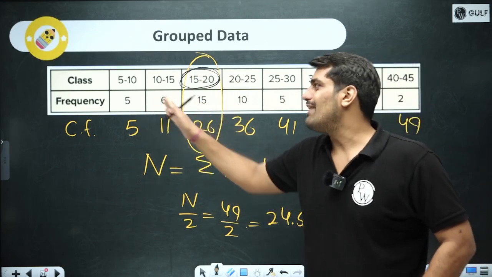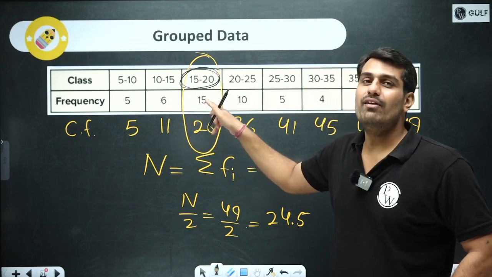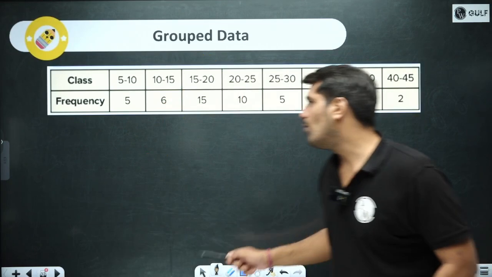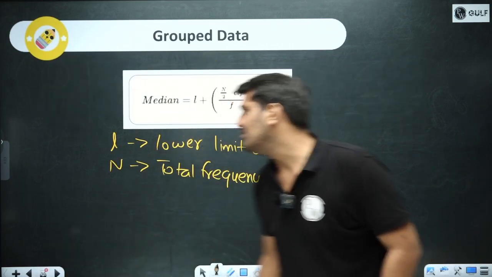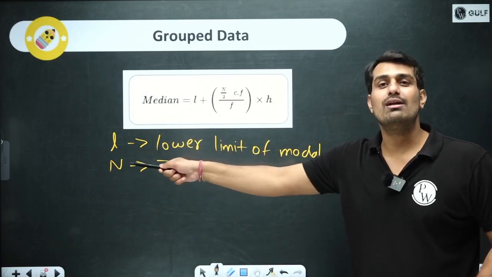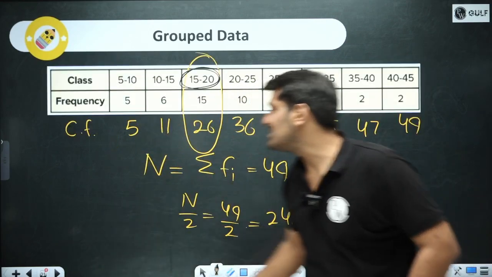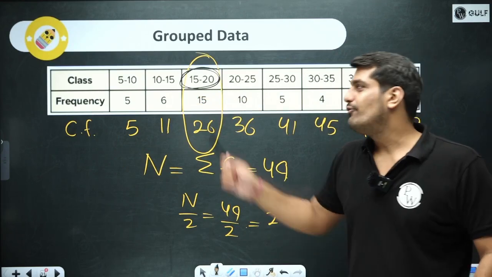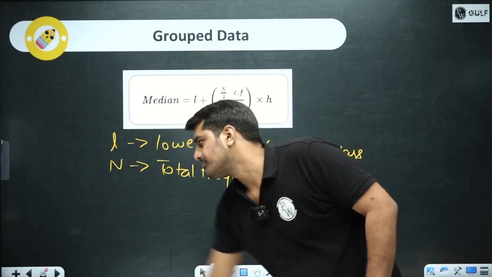So up till this, 5 plus 6 is 11. So next number will be included in this. That is why 15 to 20, and hence we have found out our modal class. So you can find the lower limit of the modal class. In this case, the modal class is 15 to 20. 15 is the lower limit, 20 is the upper limit. So 15 is our value of L.